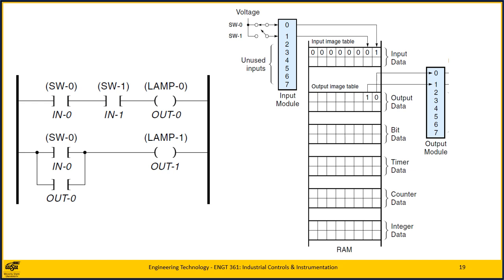Step 4 is a final action of the scan. The updated output data in RAM are sent to the output module, causing all 8 output terminals to be updated at once. In this case, lamp 0 would be off and lamp 1 would be on. Now the PLC will go into a rest state for a few seconds or less until the designated scan time has elapsed, and then the whole process starts over again with step 1.